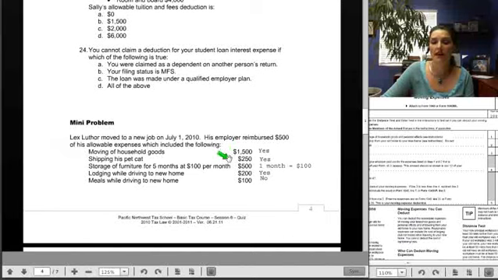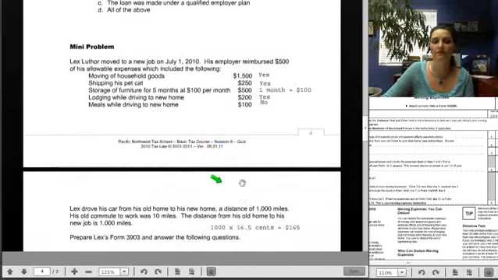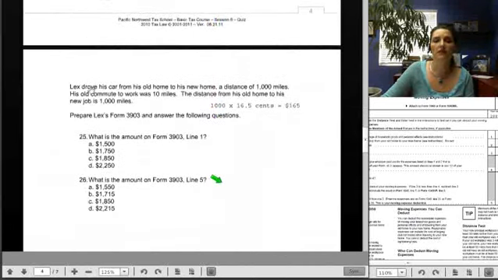Shipping the household pet, is that deductible? Yes, it is. Storage of furniture for 5 months at $100 per month? Well, 1 month is deductible, and 1 out of 5 would give you $100 that is deductible. Lodging while driving to the new home is deductible as well, but meals while driving to the new home are not deductible.